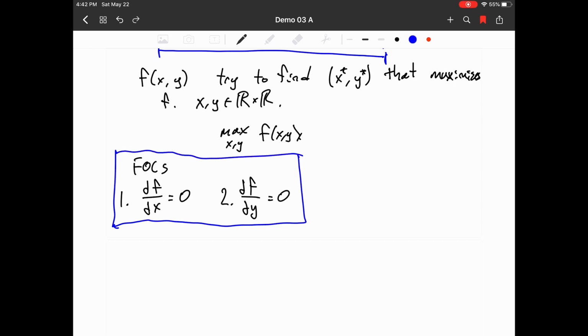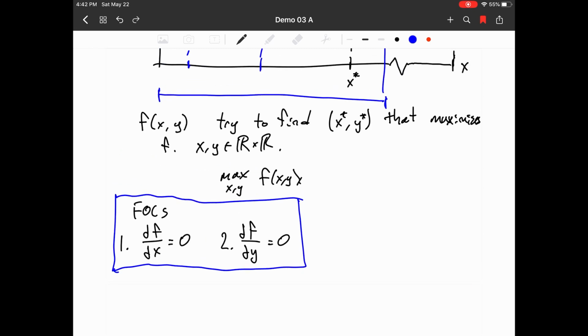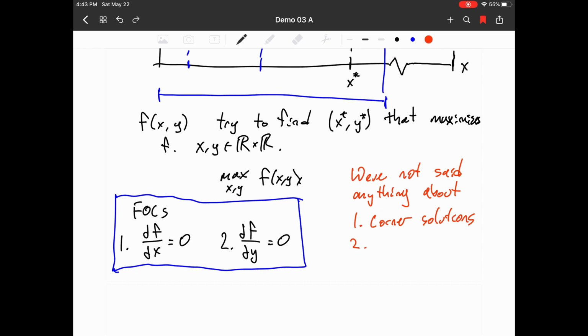And just remember here, make a little note here. We've not said anything yet about 1, corner solutions, and 2, about max or min.